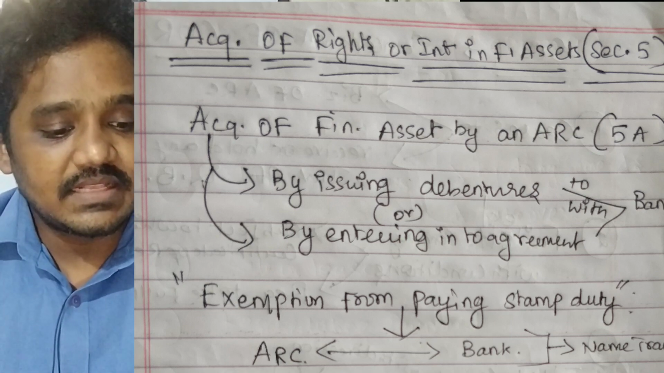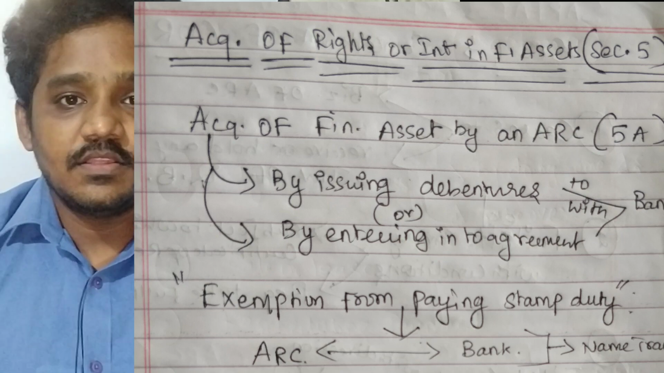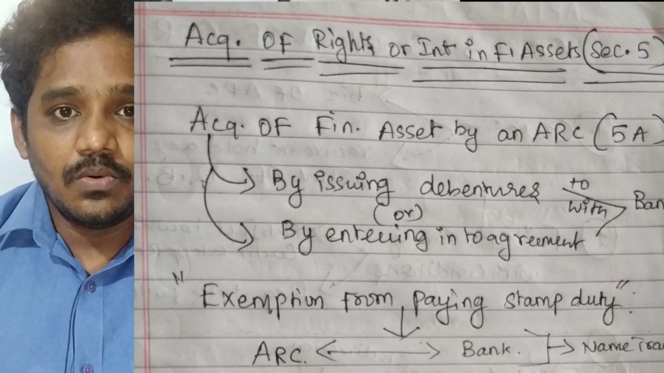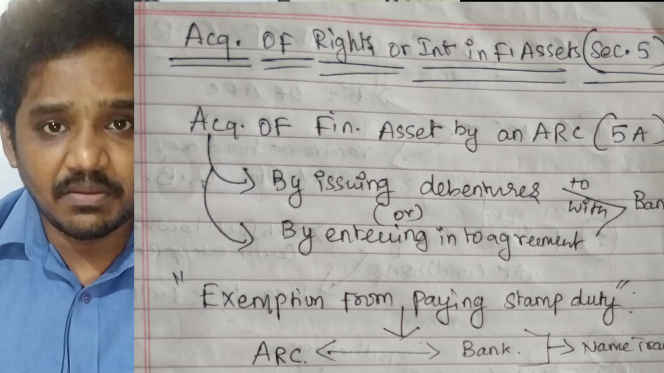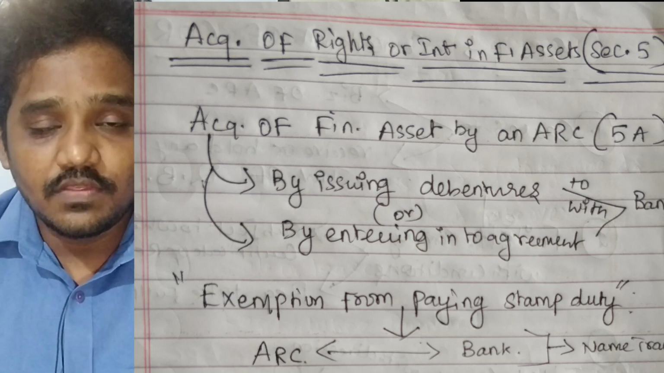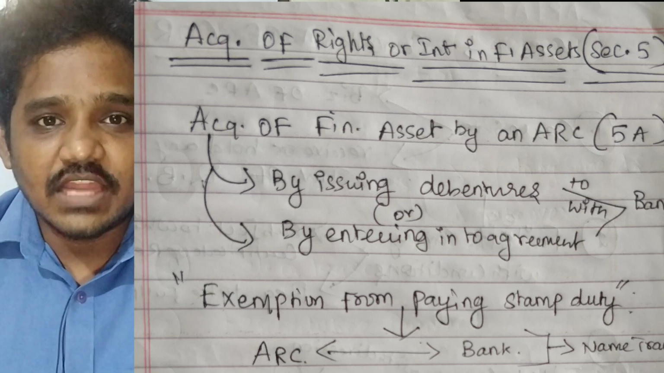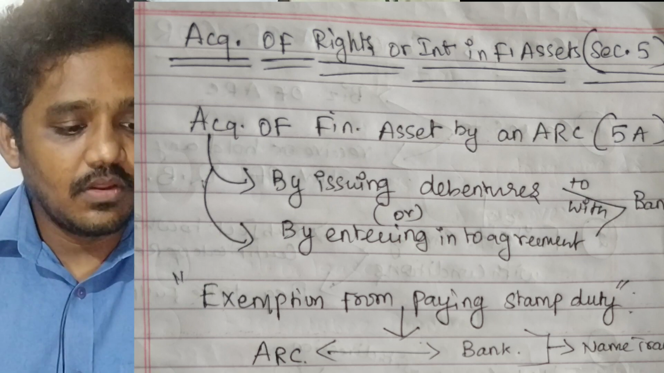And then exemption from paying stamp duty. This point is very important. Normally the securities will be transferred to asset reconstruction companies. During this transfer, there shouldn't be any stamp duty charges. That is the point.